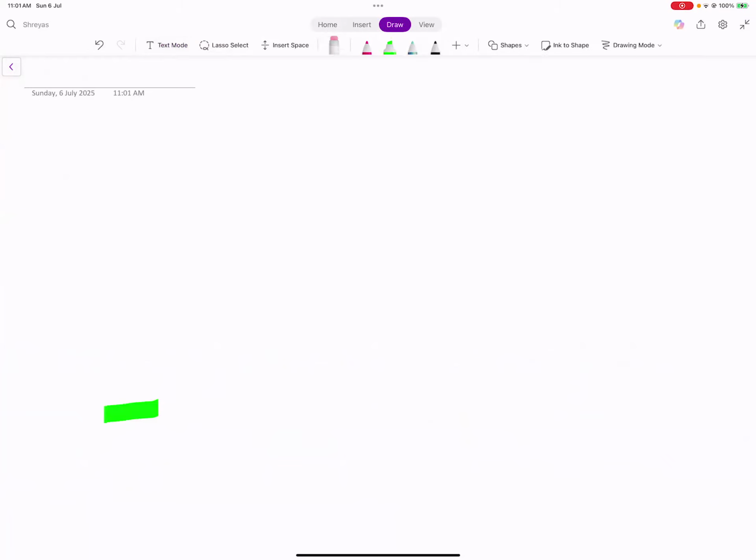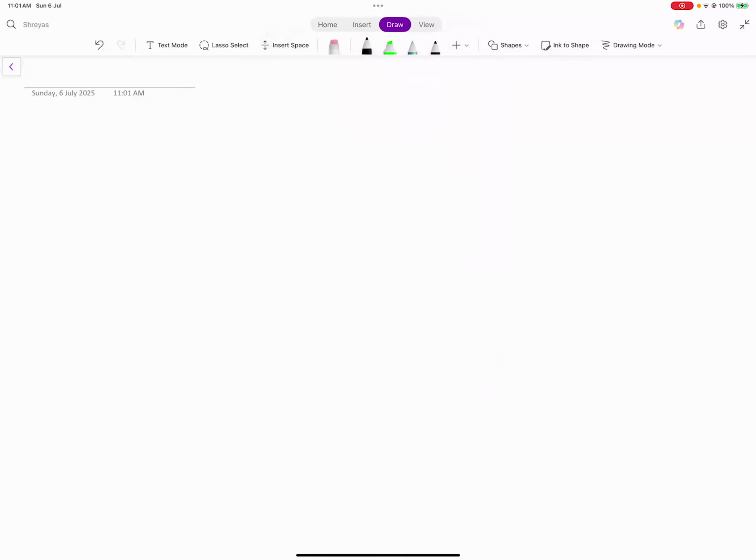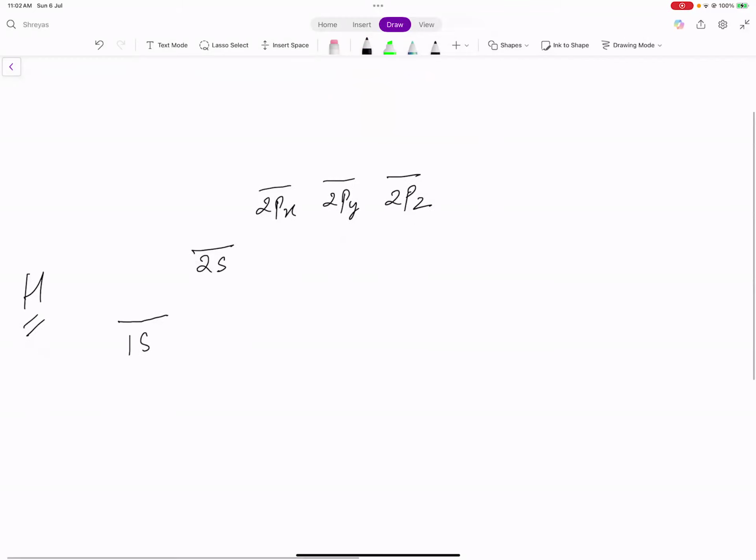We have the 1s orbital. Then at higher energy, I have the 2s orbital, right? And then I have 2px, 2py, 2pz. So first we'll do hydrogen. I'll keep on drawing. The first electron will come. This is done, right?